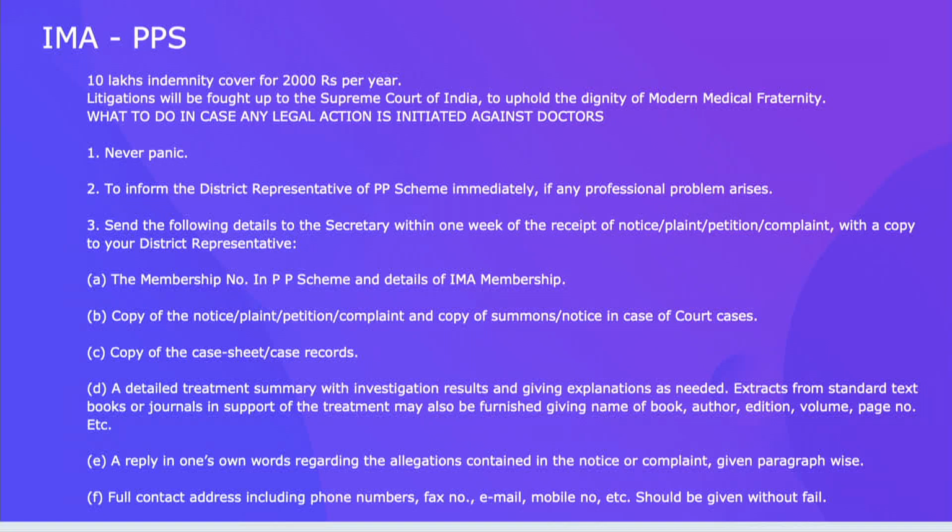Just one last thing. The IMA professional protection scheme, everyone will be knowing. Starting at 2,000 rupees per year, they will give 10 lakhs indemnity insurance. They even have Supreme Court advocates who charge 1.5 lakh per sitting. Such advocates are with them, and they will be in our service for just 2,000 rupees. It's a very beautiful scheme, and you can add on protection for 10,000, up to 1 crore indemnity insurance. I hope most of you have it.